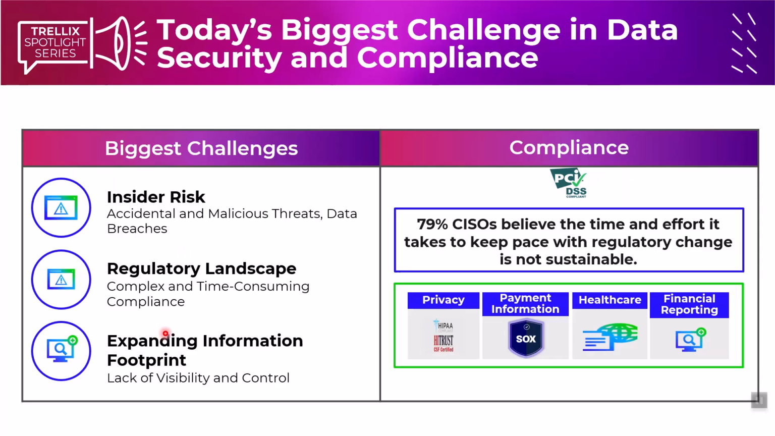Second, you have your regulatory landscape. You have more government rules and more regulations in our global environment, and now we have cross-border regulations that we have to adhere to in order to meet the compliance side of things. 70% of CISOs believe that it's currently not sustainable to keep up with the pace of the challenges that are happening.